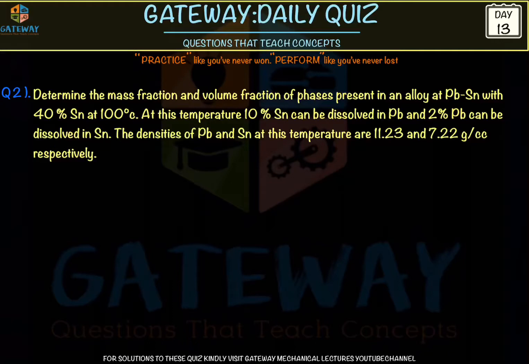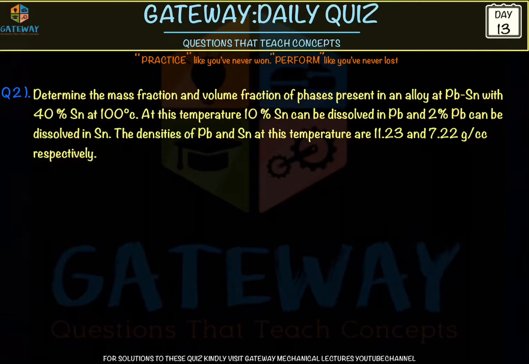Determine the mass fraction and volume fraction of phases present in an alloy of Pb and Sn. Pb is nothing but plumbum, the Latin name for lead, and Sn is called stannum, the Latin name for tin, with 40% Sn at 100 degrees centigrade. Okay, we'll discuss what exactly is 40% Sn at 100 degrees centigrade.